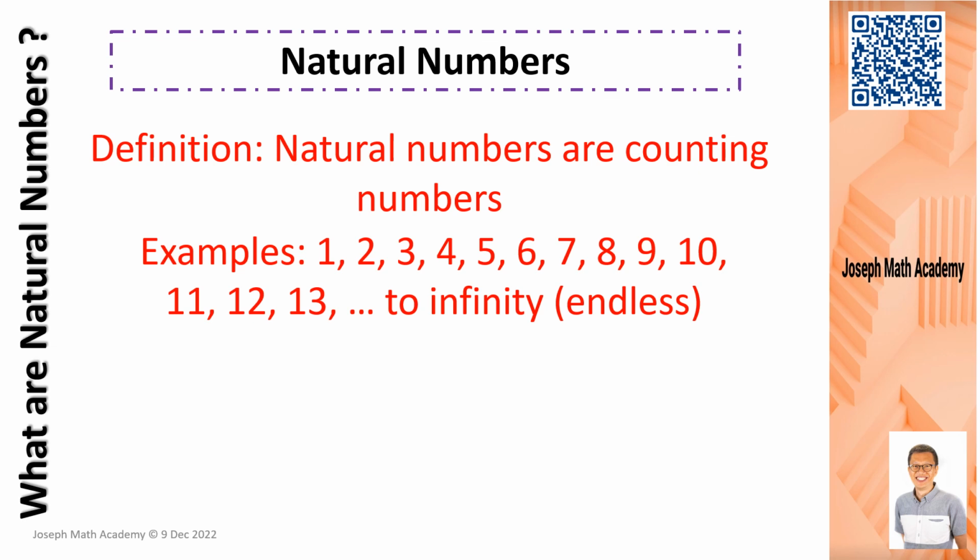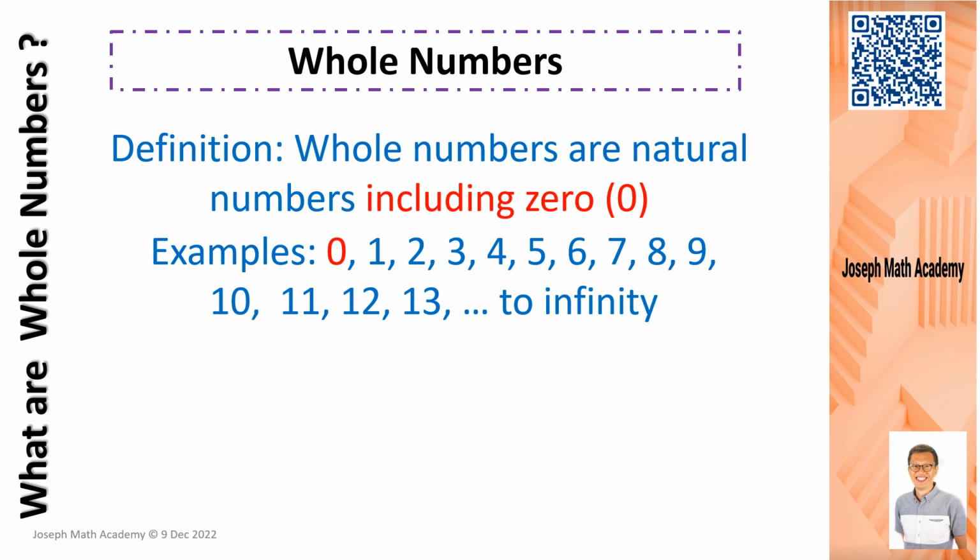So natural numbers are counting numbers. And this slide shows what whole numbers are. Whole numbers are natural numbers, including 0. Right? So whole numbers are all the natural numbers, including 0.